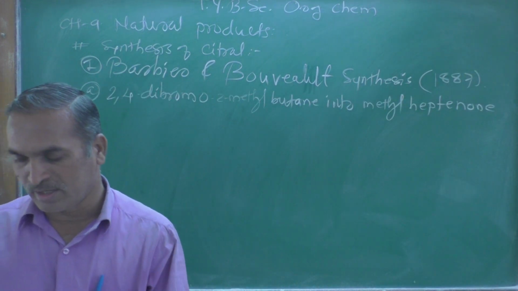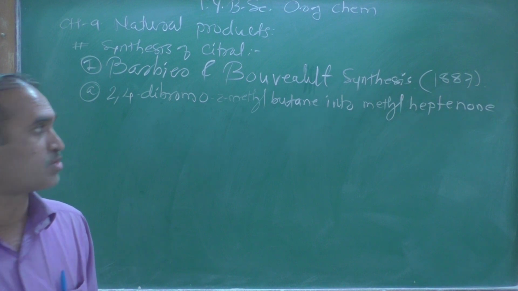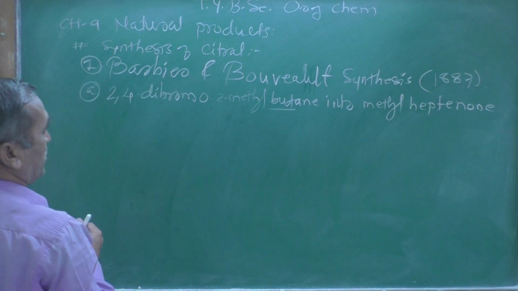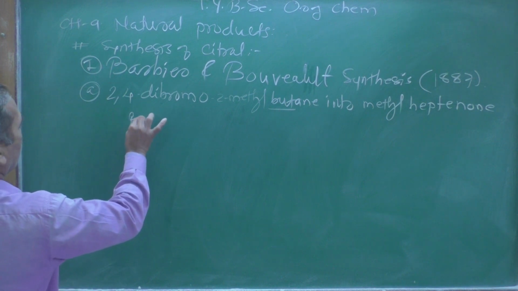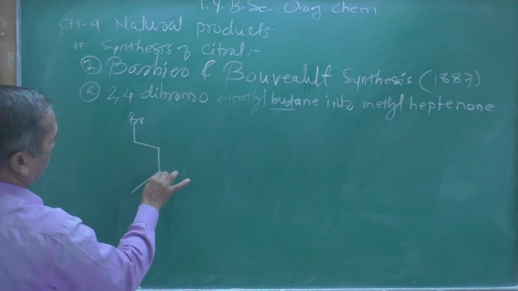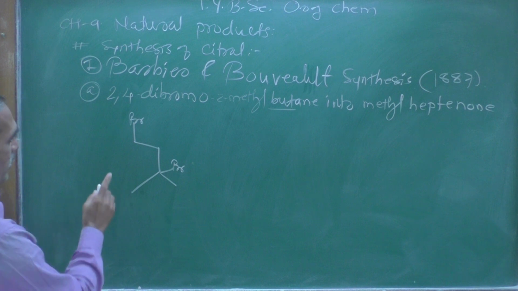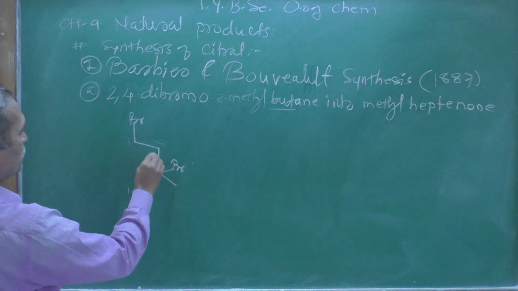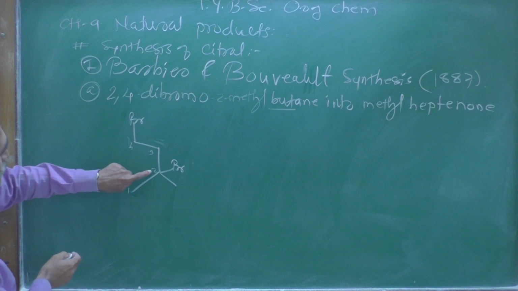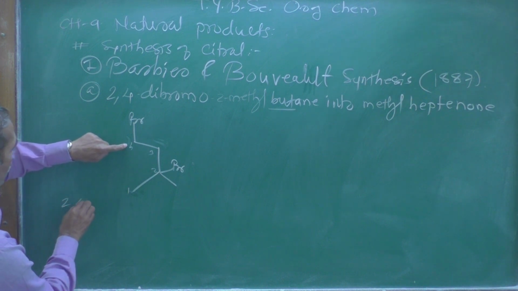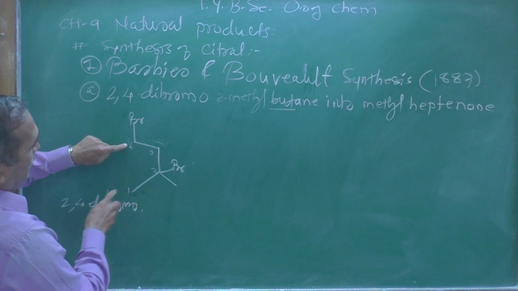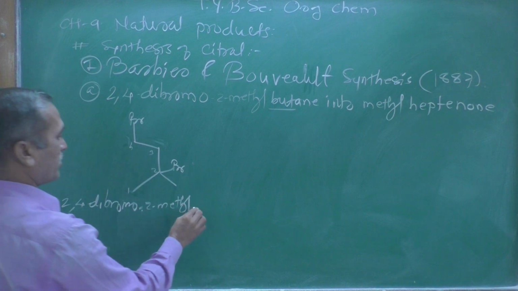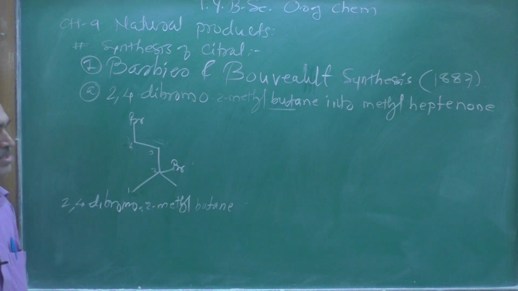This is the starting material he had taken for the synthesis of citral. What is that? 2,4-dibromo-2-methylbutane, indicated as a 4 carbon chain in a straight chain. So we can write this one Br in this manner. This one is a Br. Let me give the numbers here from 1, 2, 3, 4. So at the 2 and 4 positions there will be 2,4-dibromo. At position 2 a methyl group is there, 2-methyl, in the straight chain 4 carbon atoms are there, and therefore butane. That is the IUPAC name of this compound.